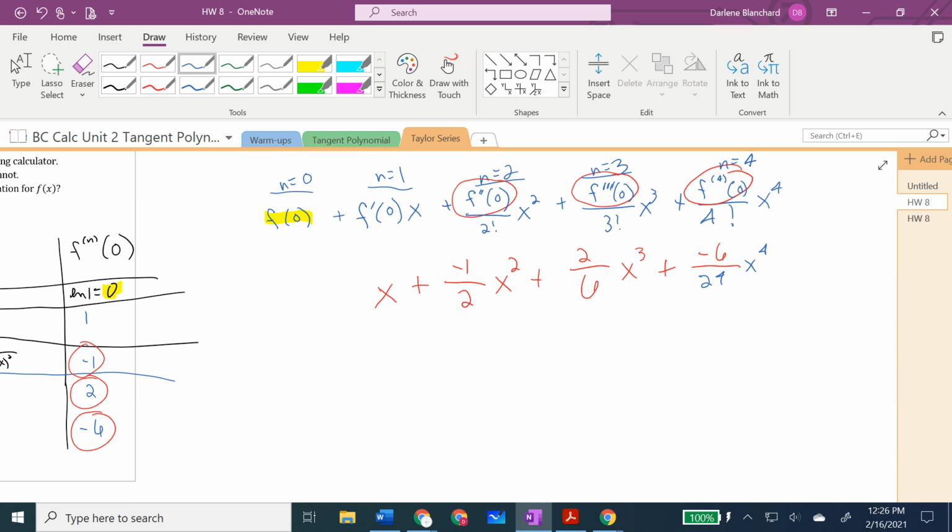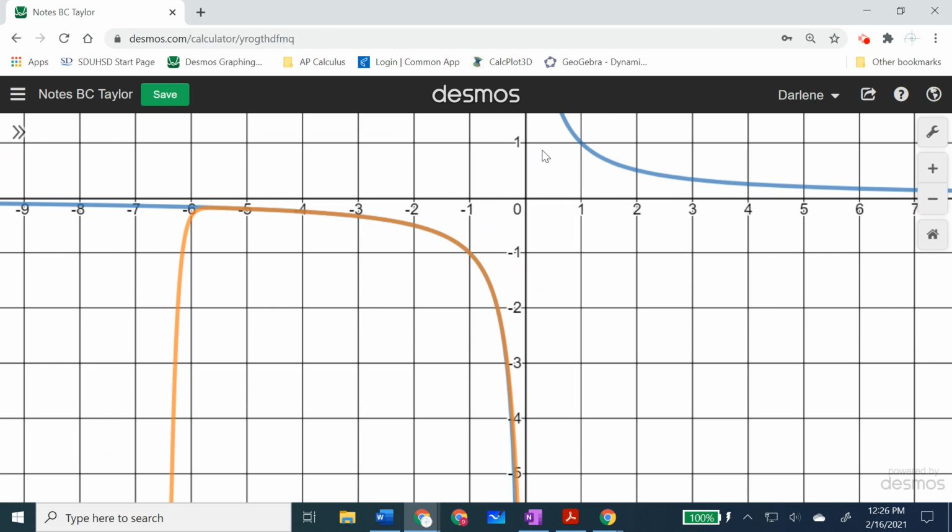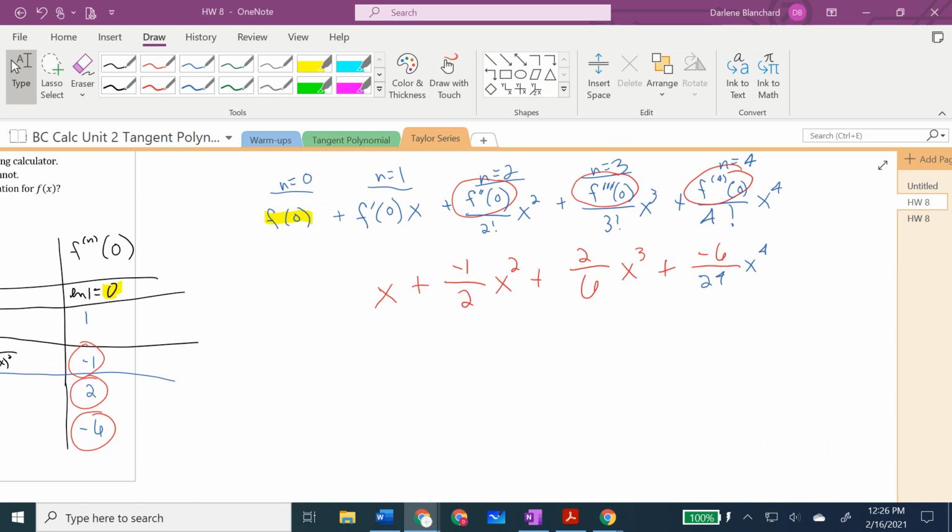And I'm going to grab Desmos again. I'm going to leave that up. You can simplify it on your own, and I'm going to prep my Desmos. Okay. I'm bringing it back over. Isn't the positive 2 supposed to be a negative?